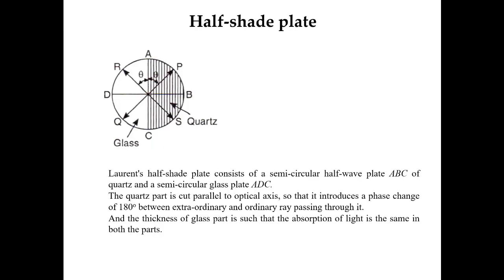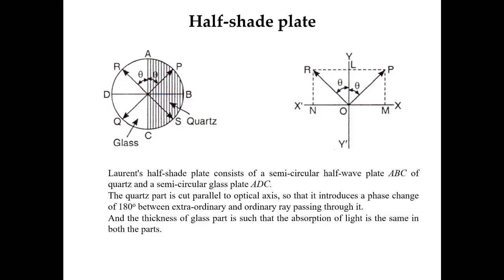A Lorentz half-shade plate consists of a semicircular half-wave plate ABC, of quartz, and a semicircular glass plate ADC. The quartz plate is cut parallel to the optic axis, and the thickness of the glass plate is so adjusted that the absorption of light is the same in both parts of the half-shade plate.